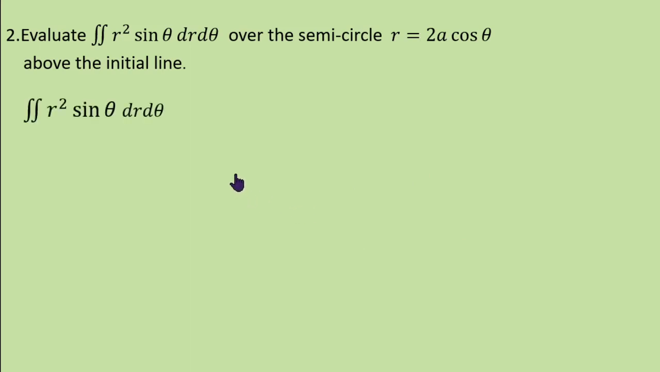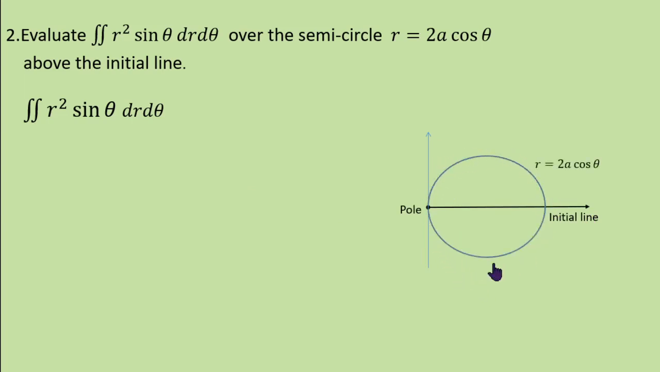And hence the circle above the initial line means it is in the first quadrant. Pole, initial line. Now r equal to 2a cos theta. A semicircle above the initial line means in the first quadrant area. Therefore theta varies from 0 to pi by 2. To cover the first quadrant, theta varies from 0 to pi by 2.